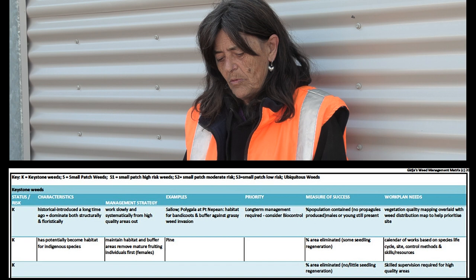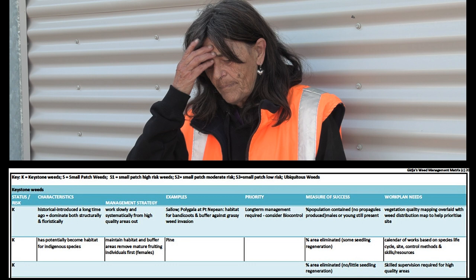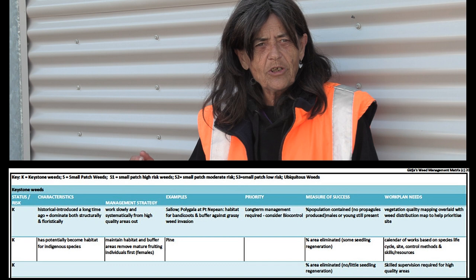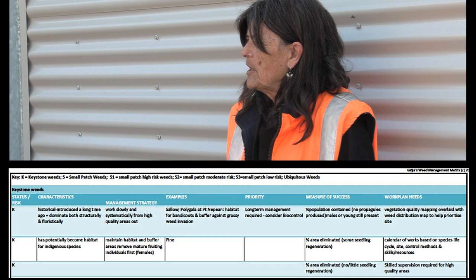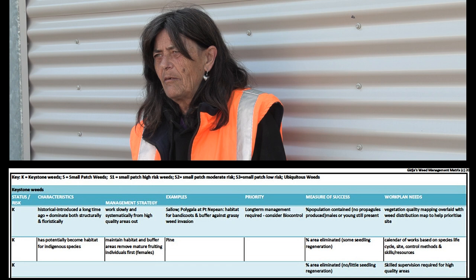It has potentially high habitat values for indigenous species, and it may also be protecting seed banks. So the management strategy is to work slowly and systematically from high quality areas out, and don't bite off more than you can chew. Maintain habitat and buffer areas. And you remove the fruiting individuals first. So if you've got something that has both genders, you take out the females first. Pittosporum sort of has a bit of that going, but it can change gender, so don't be tricked.